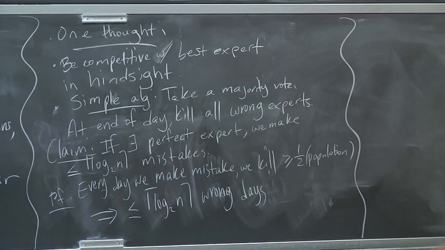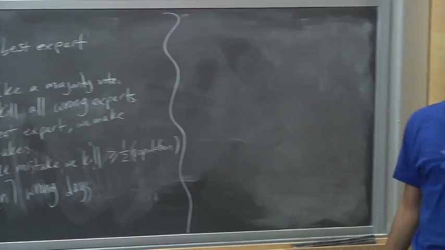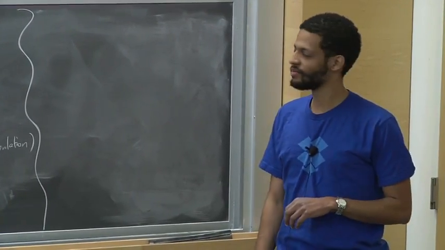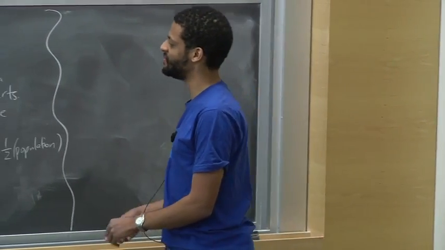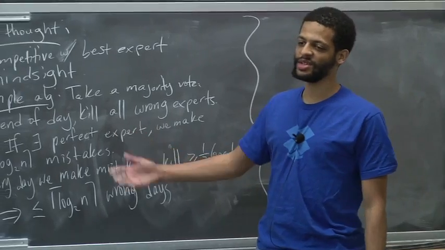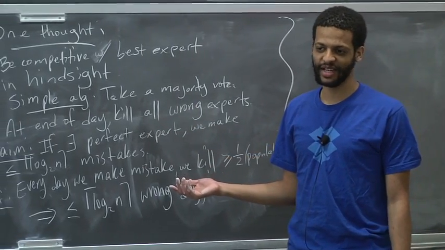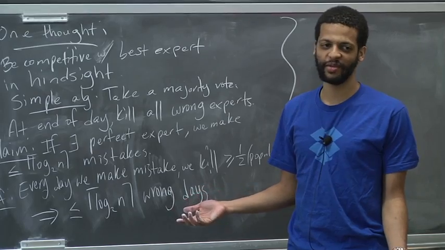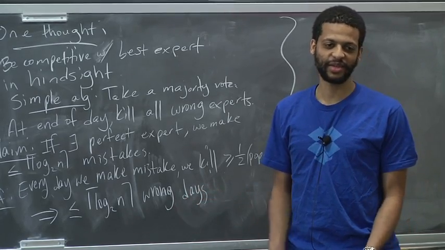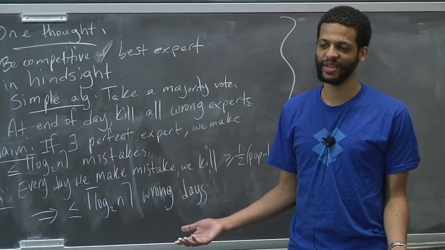Okay, but that's assuming there's a perfect expert, right? Normally in competitive analysis, I just want to say I'm competitive with the best expert, the one who had the fewest mistakes. Unfortunately, you can't analyze this algorithm in that model, because it could just happen that on day one everybody was wrong, and then you killed everybody. Now who do you listen to from then on?